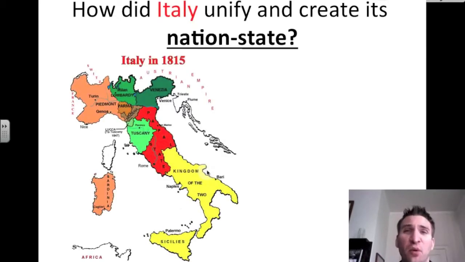Next, let's explore Italy specifically. How did Italy unify and create its own nation state? Here's a map of Italy before it unifies, and all of the different colors show different city-states that were their own governments and had their own identity. And how did they all come together and agree to be one? That's the story we're about to hear.